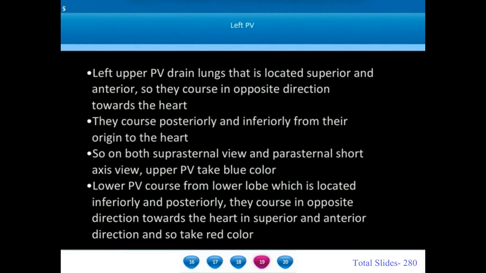The lower pulmonary vein drains the lower lobe, and the vein courses superiorly and anteriorly towards the left atrium. So it takes a red color.